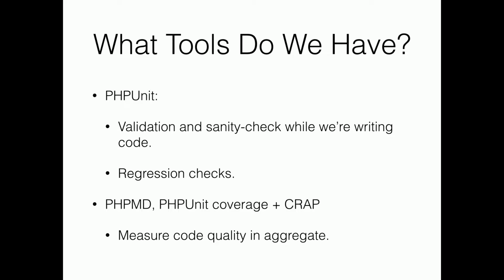so what tools do we have to do this? We have PHPUnit. In Drupal 8 we have PHPUnit built in. We can also use it in Drupal 7, etc. And for just about every other PHP project, it's pretty much the standard. We can use it for validation and sanity check while we're writing code, and we can use it for regression tests and so on as we run the tests against our code later during maintenance. But we also have things like PHPMD, which is a mess detector, and then I'm going to talk a lot about PHPUnit coverage and CRAP, which is how you measure code quality in aggregate without trying to read it.